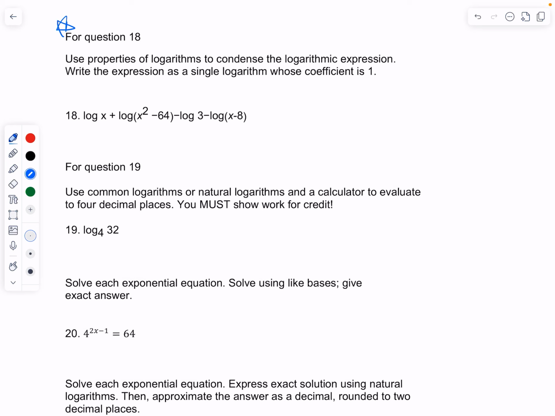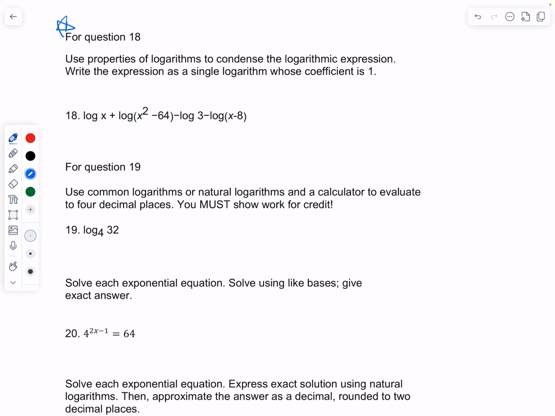This is question 18 from the Unit 4 review for MAC 1105. Use properties of logarithms to condense the logarithmic expression. Write the expression as a single logarithm whose coefficient is 1. That's the directions for number 18.